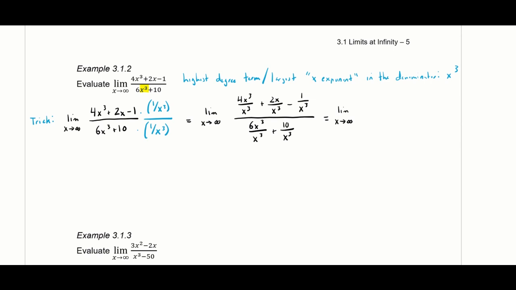Now let's see what cancels. So these x cubes are going to cancel. That x is going to cancel with one of these. These x cubes are going to cancel. So we're going to be left with the limit as x goes to infinity of 4 plus 2 over x squared minus 1 over x cubed, all divided by 6 plus 10 to the x cubed.